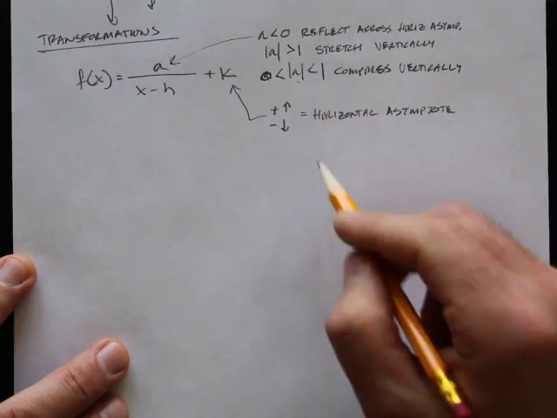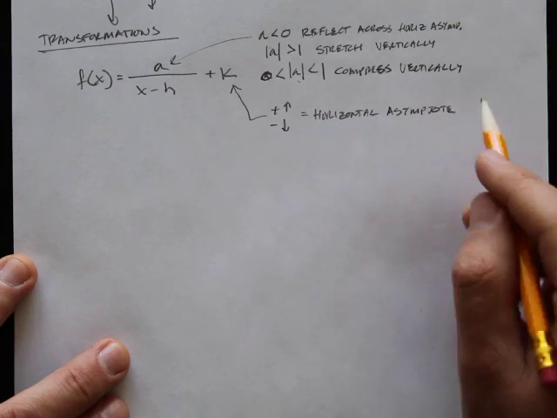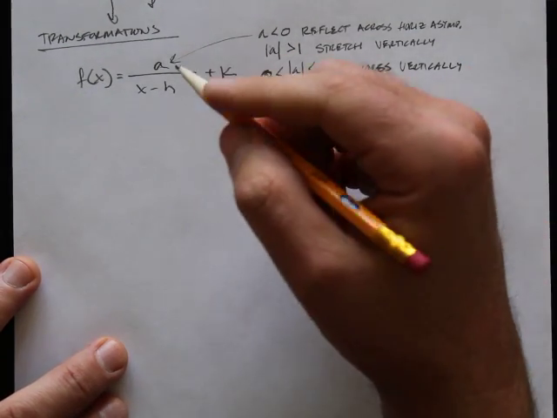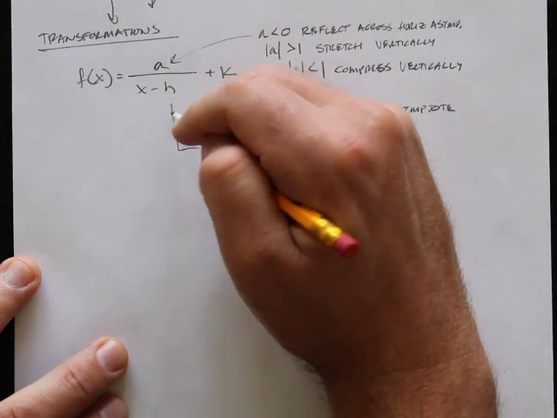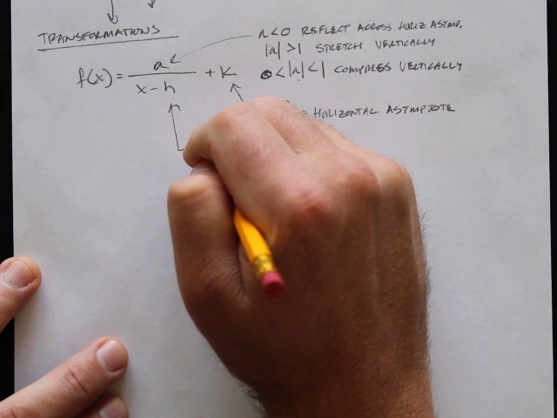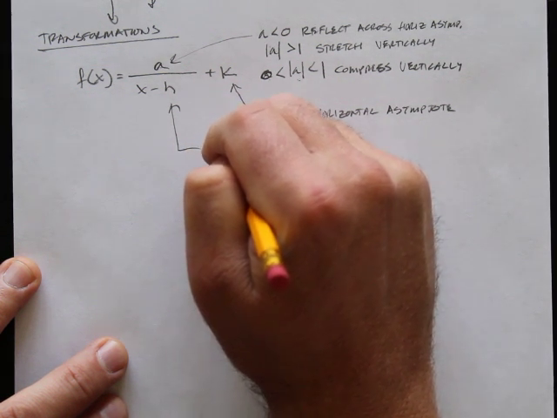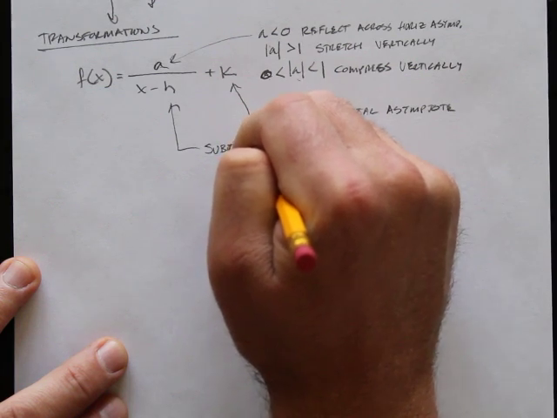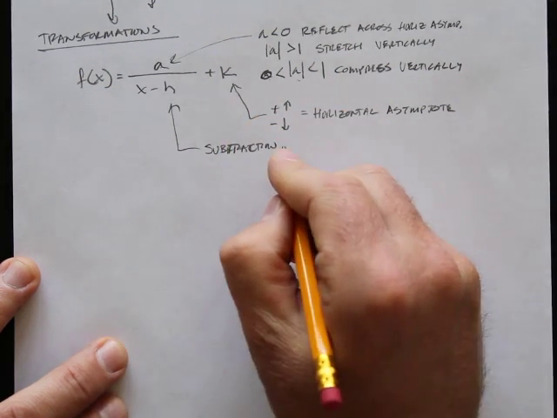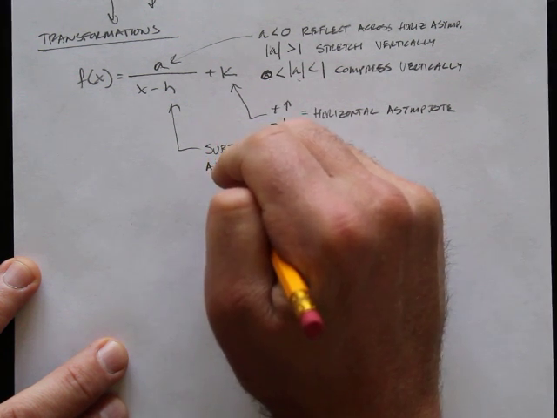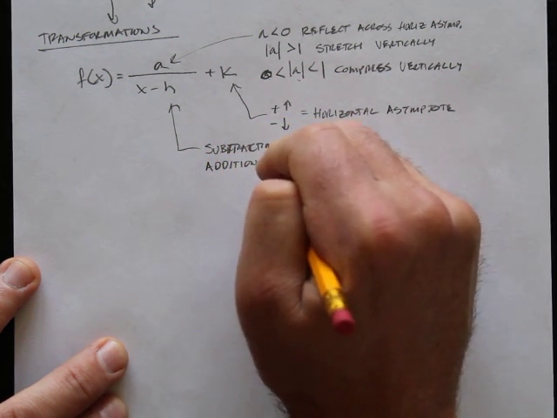And it just moves up and down, moves vertically up and down, horizontal asymptote. Okay, now h, this is the last thing we're going to talk about on this part here, is if this is subtraction, as it shows here, subtraction moves to the right, addition moves to the left.